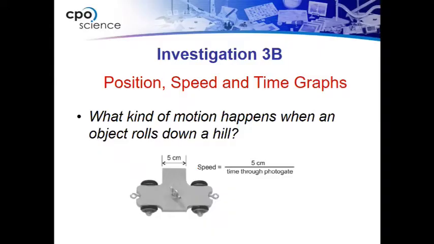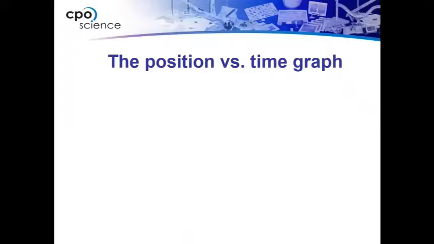Let's talk first about position, speed, and time graphs. What kind of motion happens when an object rolls down a hill? So what kind of motion will happen? An object rolls down a hill. Anybody write down your answer on the comment section.